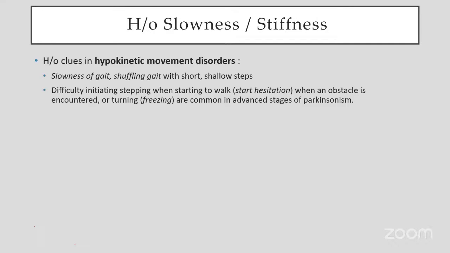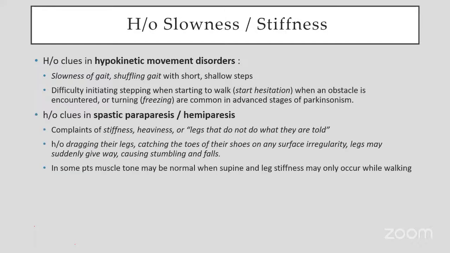Moving on to history of slowness or stiffness. History clues which favor hypokinetic movement disorders are slowness of gait, shuffling gait with short, shallow steps, and difficulty initiating stepping when starting to walk, that is start hesitation. When an obstacle is encountered, the patient has difficulty walking or turning; this is freezing. This is common in advanced stages of Parkinsonism.